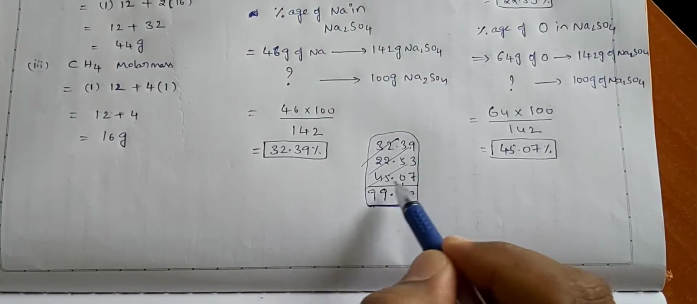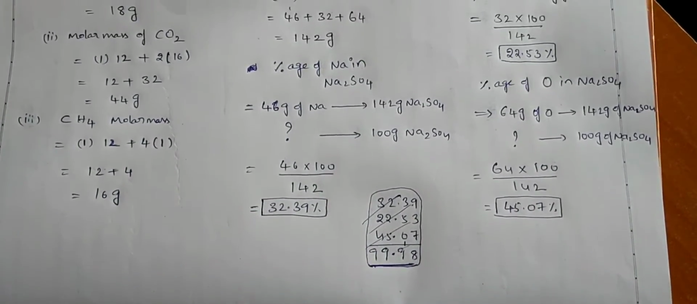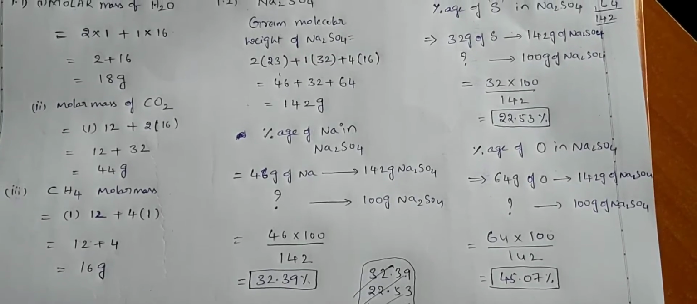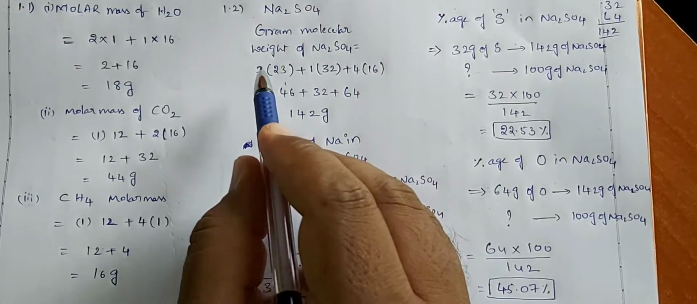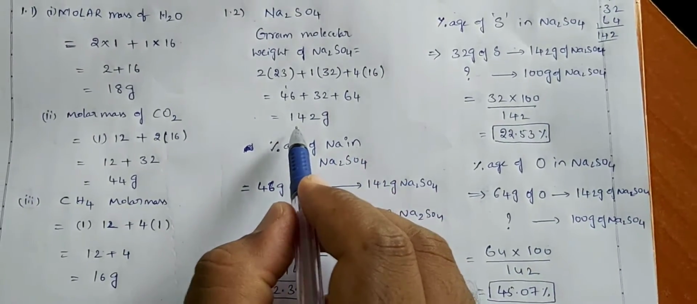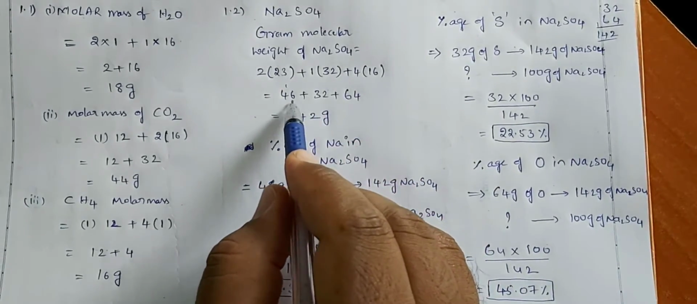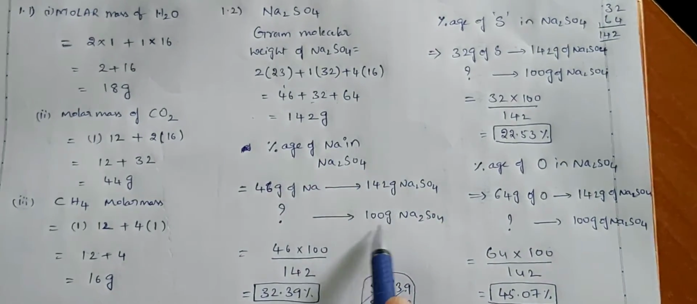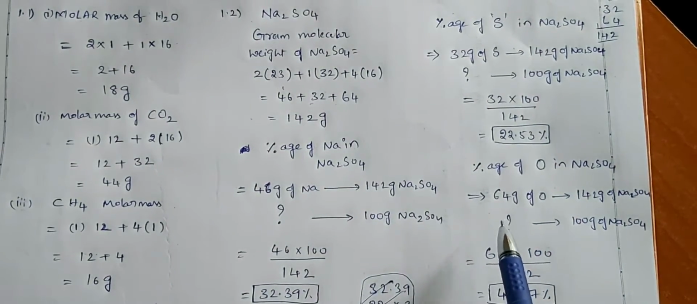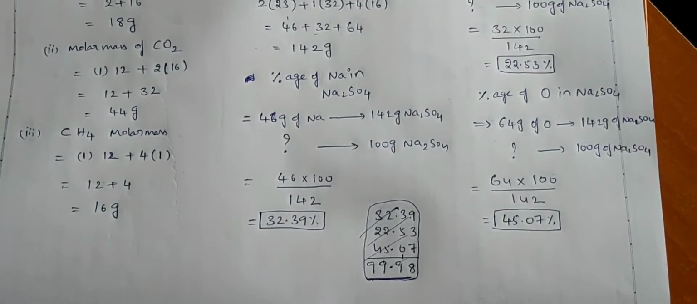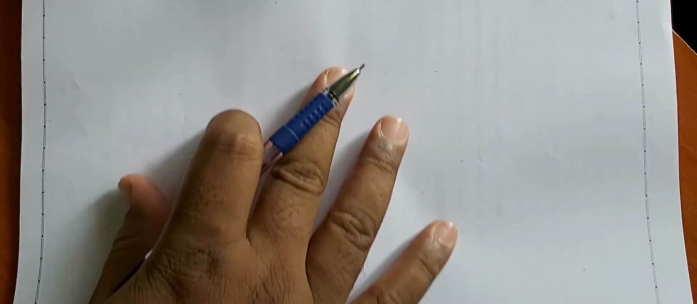Because we have done for percentage only, na? That's why we need to check that one. This is about 1.2. In this way we have to do the problem of percentage. In gram molecular weight of that substance, what is the amount of sodium present? In 142 grams, sodium is 46 grams, sulfur is 32 grams, oxygen is 64 grams. Then out of 100 grams of Na2SO4, how much amount of sodium, how much amount of sulfur, and how much amount of oxygen? In that way we calculated the percentage one. This is about 1.2. I think you understood the concept, the problem.